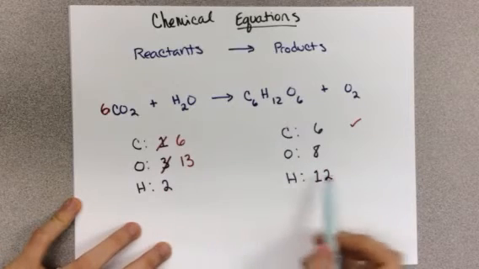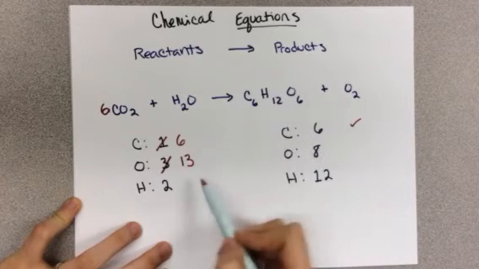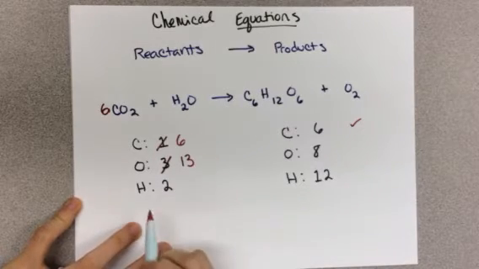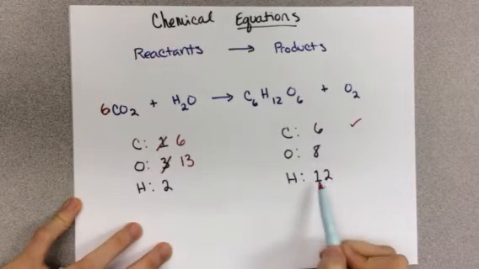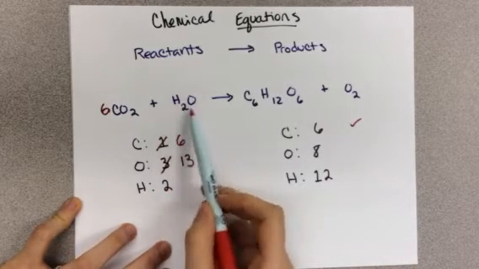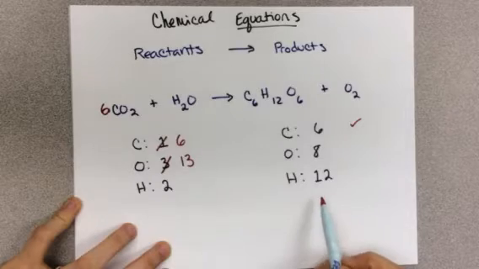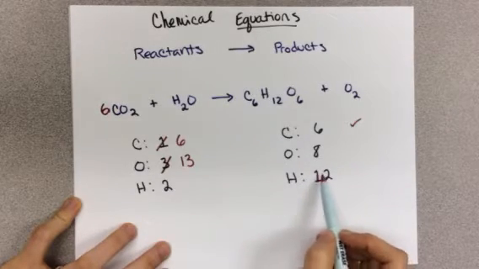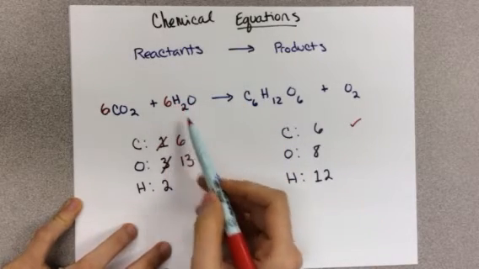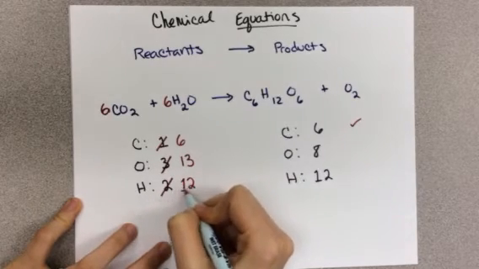Okay? Again, our carbons now are perfectly happy. Oxygen's not so happy, hydrogen's not so happy. Now, balancing out these oxygens, 13 to 8, that's going to be a little tricky. So let's move on to the hydrogens and see if we can do something there. If we have 12 hydrogens on this side and 2 hydrogens on this side, how many of these water molecules do we need to balance out the hydrogen? And again, you're just dividing. If you have 12 here, 2 here, then 6 water molecules will give you 12 hydrogens. So now we've got 12 hydrogens.